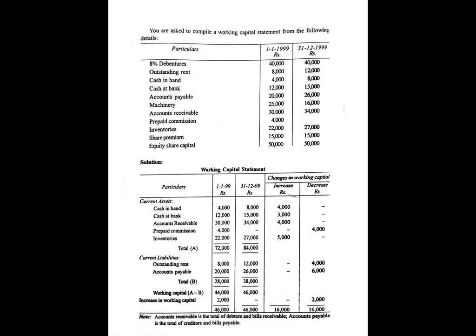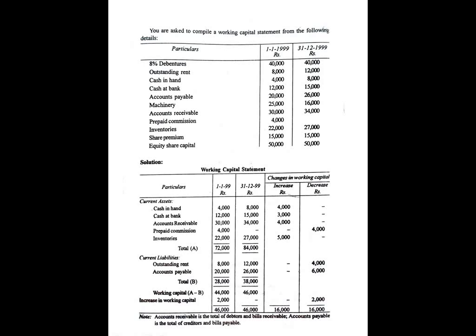Accounts receivable, otherwise called bills receivable, also increased by 4,000 rupees. Put it in the increase column. Then prepaid commission has decreased by 4,000 rupees. Put it in the decrease column. Inventories have increased by 5,000 rupees. Put it in the increase column.